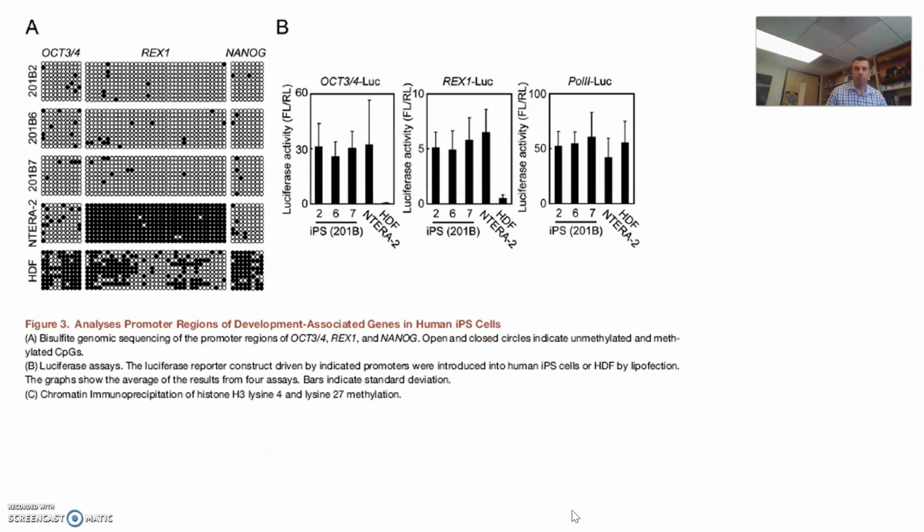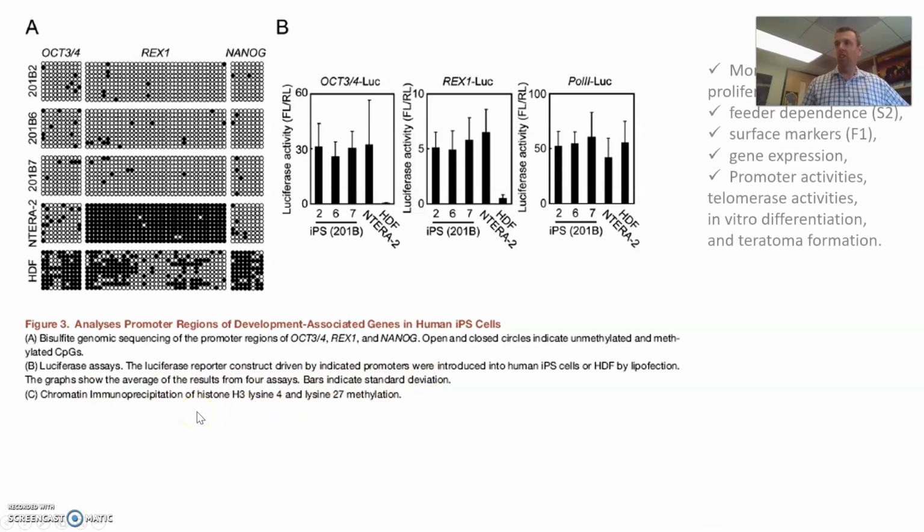Figure 3 here. Figure 3 is one of those that would be extremely difficult to understand if you just came at it blindly. Right? What do I have all these dots here for? I have a bunch of dots shown here, graphs, and even if I look at the figure legend, bisulfite genomic sequencing of the promoter regions, open and closed circles indicate unmethylated and methylated CpGs, luciferase assay driven by promoters.